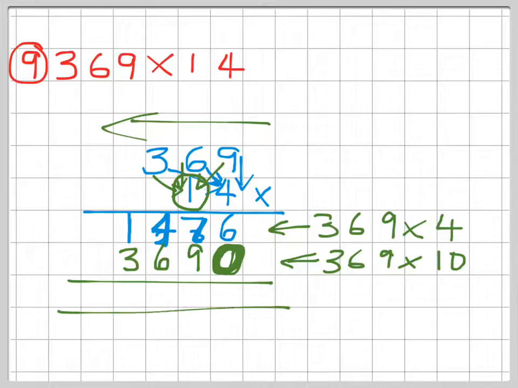To work out 369 times 14, all you have to do is add the answers together. So you get a 6. That makes 16. Carry the 1. 4 and 6 makes 10. Add 1 is 11. And that makes 5. 5,166. SRG method is on the next screen.